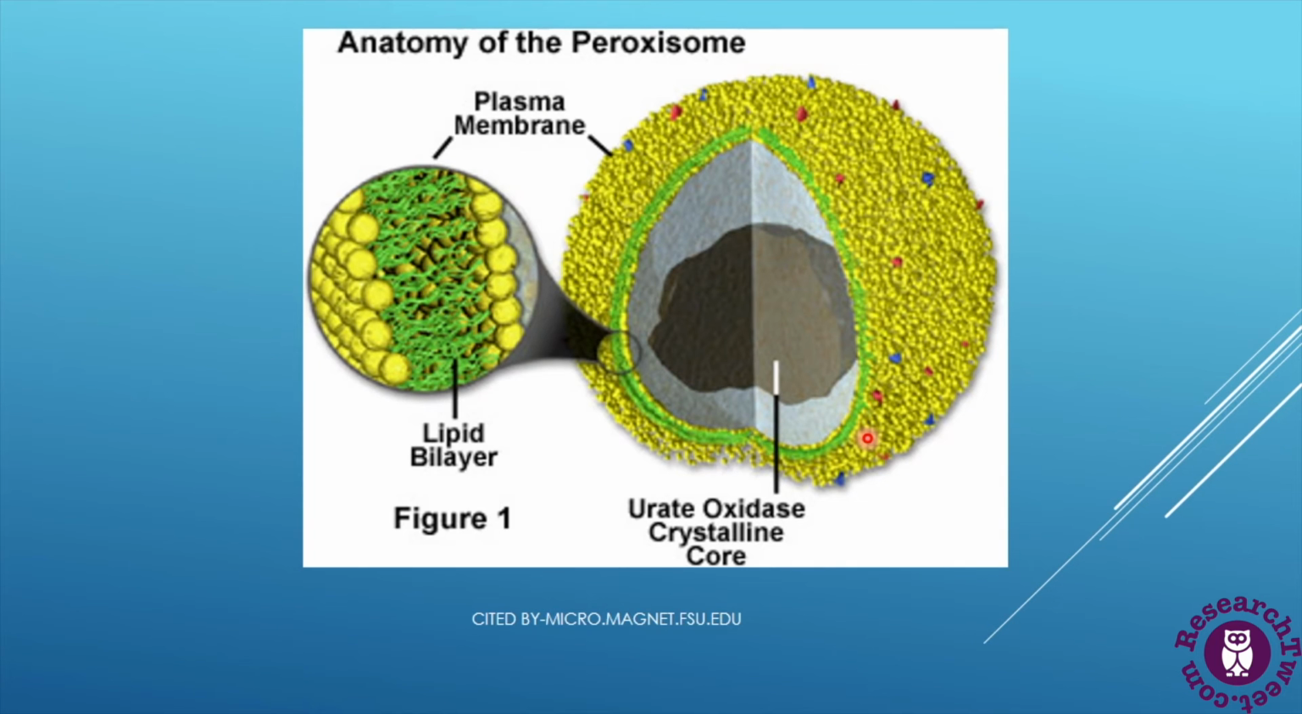Now in this diagram we can see the anatomy of peroxisomes. This is the structure of the microbody or peroxisome, and this is the membrane of the peroxisome, which consists of a lipid bilayer, as we have seen in the plasma membrane of the cell, which is also made up of a lipid bilayer. And in the center of the peroxisome there is a crystalline core made up of urate oxidase, but it is not necessary that it is present in all conditions. It can sometimes be absent. So this is the structure of the peroxisome.